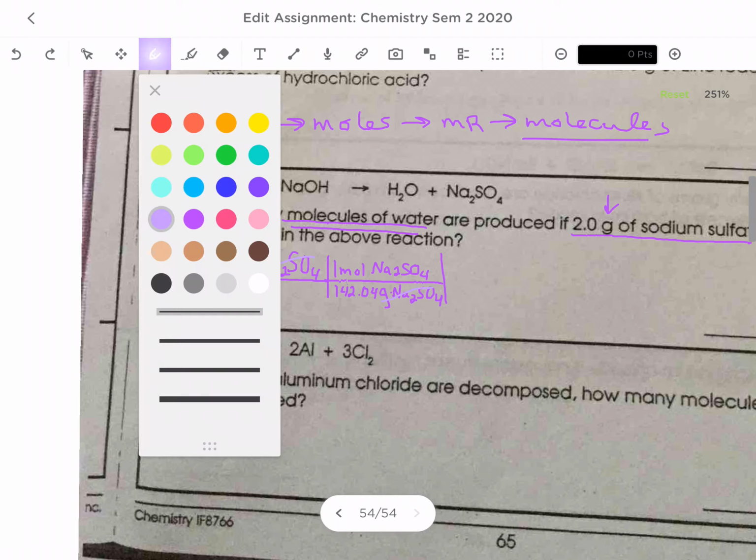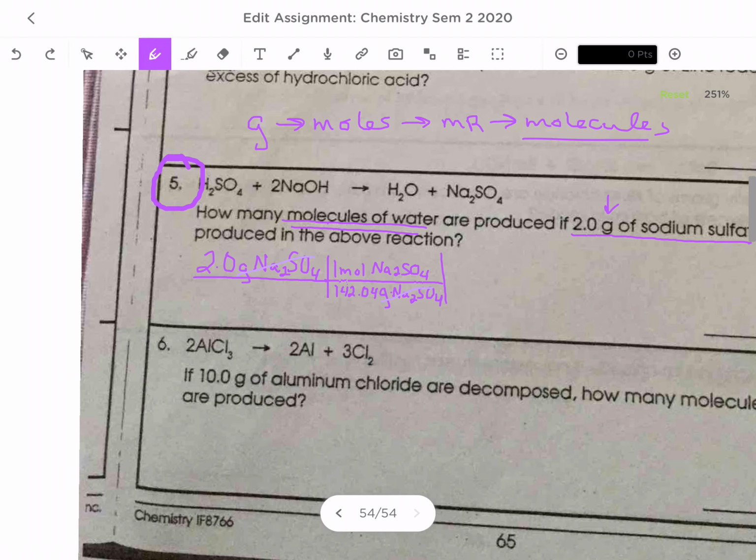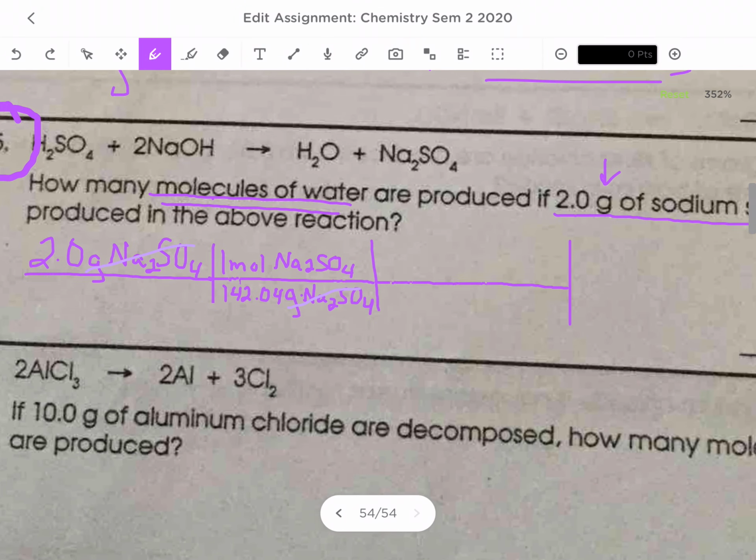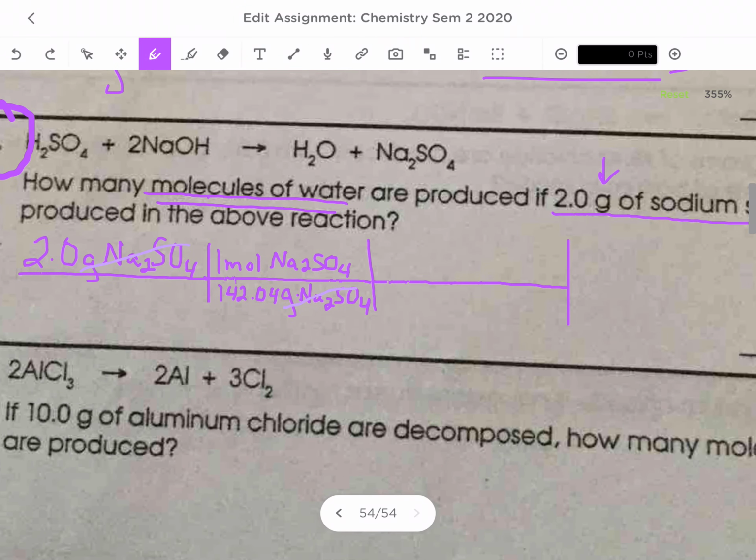Right now we're in moles of Na2SO4 because that did not cancel out, but we are in moles, so we can go ahead and do our mole ratio. So we're looking for molecules of water. Our coefficient in front of water is a 1. Our coefficient in front of Na2SO4 is also a 1. So I have 1 mole of H2O for every 1 mole of Na2SO4. So units that cancel out here are here and here.